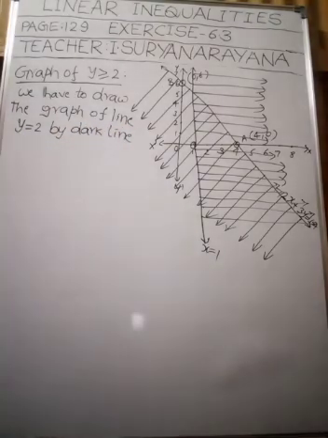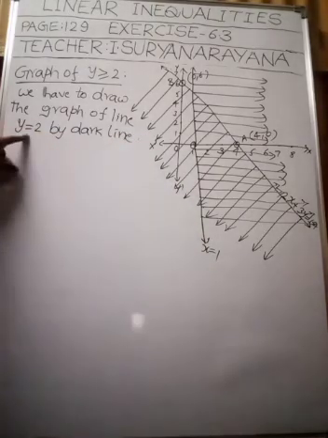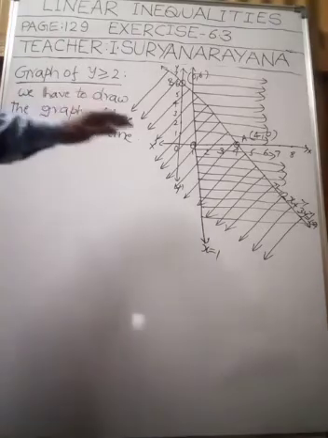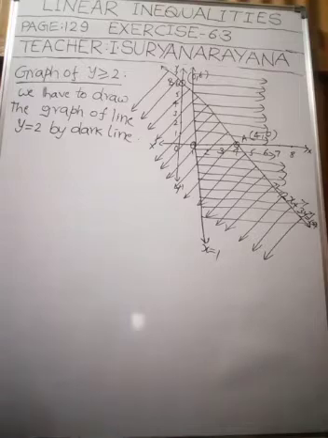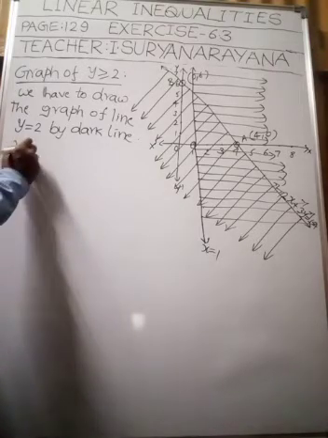You can say dark line or thick line, both denote the same. Okay, my children, understood this point? If you observe this one, y is equal to 2 is a line parallel to x-axis and above the x-axis at a distance of 2 units from the origin.